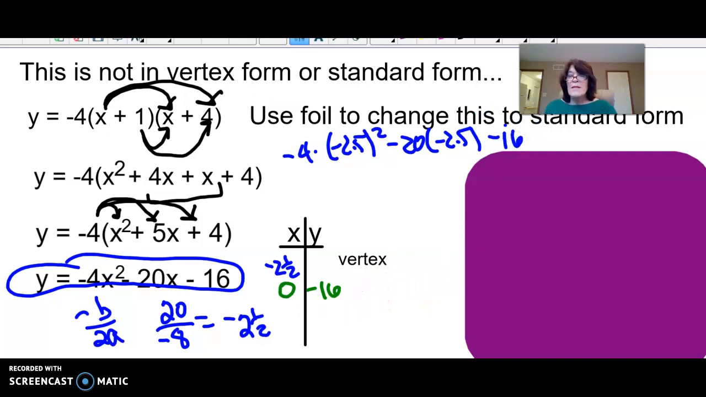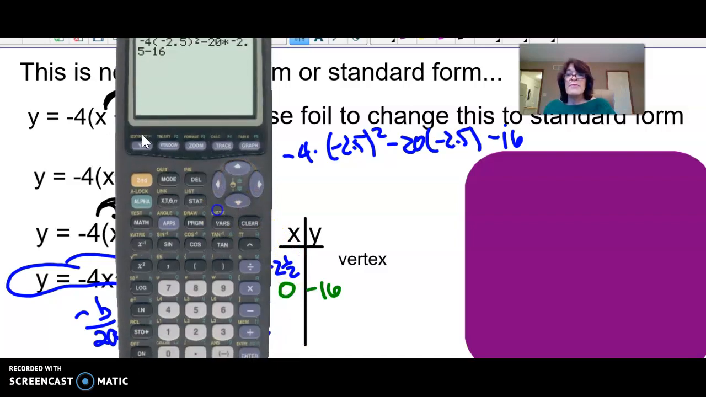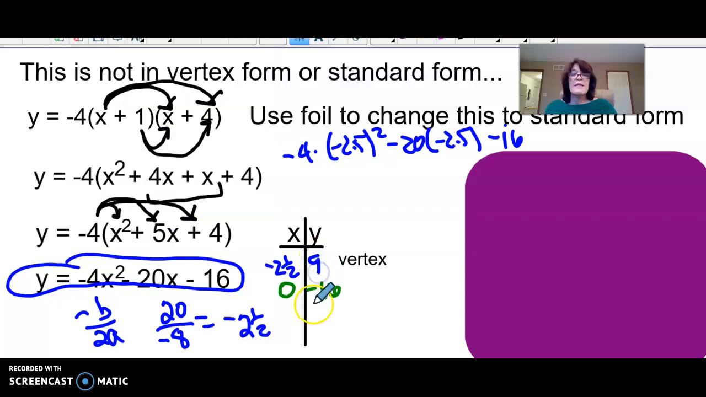Okay, so I'm going to stop this a minute and bring my calculator. I want you to notice how I entered this on the calculator. -4, I put my parentheses around my -2.5 with the square outside the parentheses. That's so important, guys. You want to square the negative, okay? Minus 20 times -2.5 minus 16, and that will give me 9, okay? So my vertex is at -2.5, 9. Okay, and I have 0, -16.